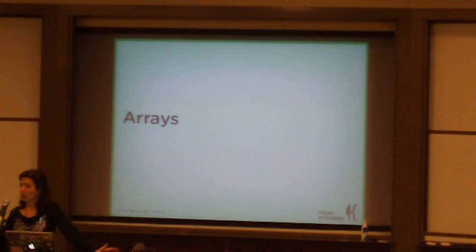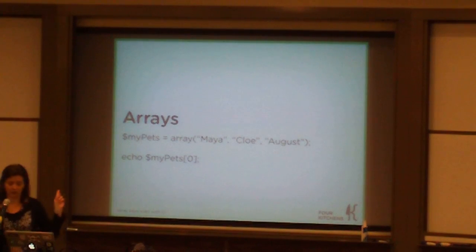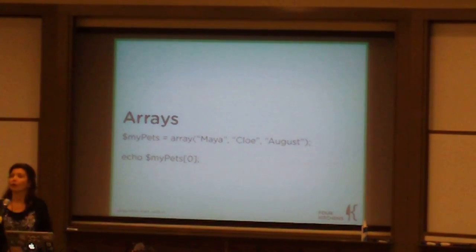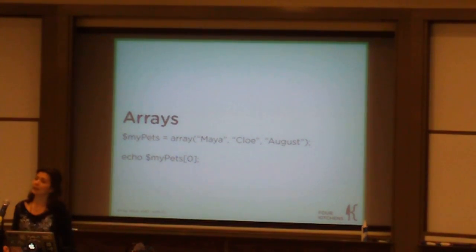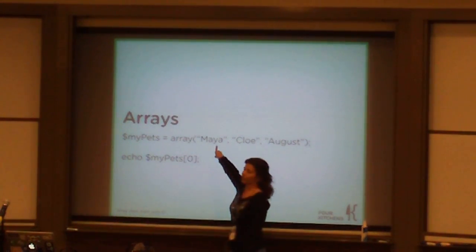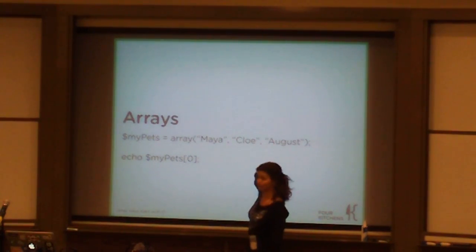If you start to work on some Drupal code and look at some Drupal code, you will know them because you'll see them all the time. Okay? So here's an array. My pets equals Maya, Chloe, and August. One of the essential things to remember about arrays is that arrays begin at 0. So in this array, this is position 0, this is position 1, and this is position 2.